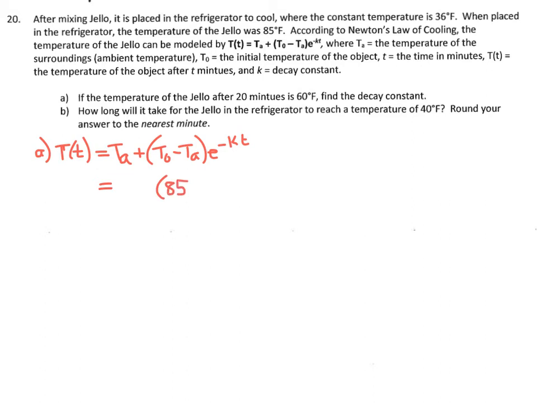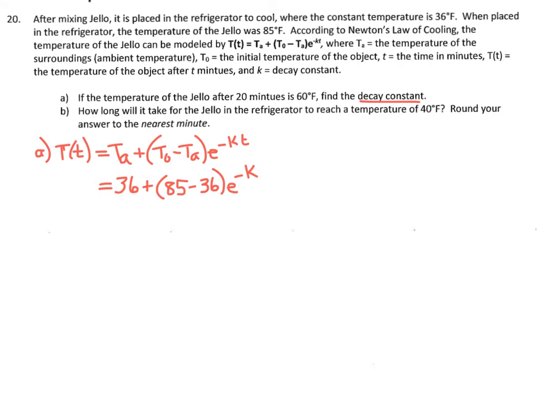And since we're placing it in the refrigerator, that is 36 degrees, this 36 right here is going to be T sub A, the temperature of the surroundings. Okay, that's the surroundings where we're putting it. So wherever we see a T sub A, we can plug in a 36. Okay, now we already said that the k is what we're solving for. Okay, it said to solve for the decay constant.